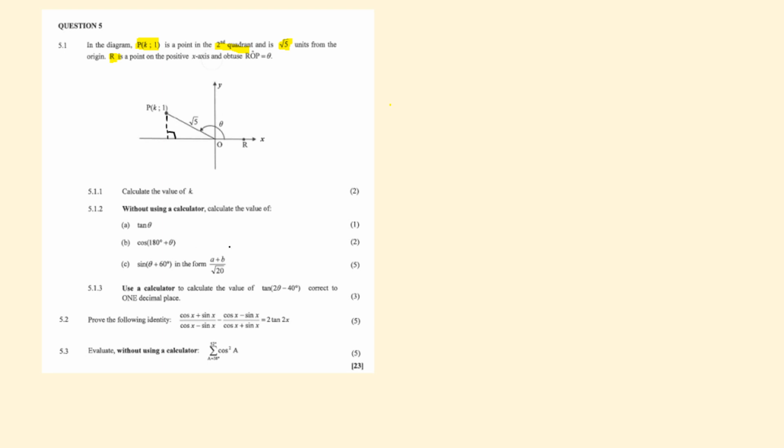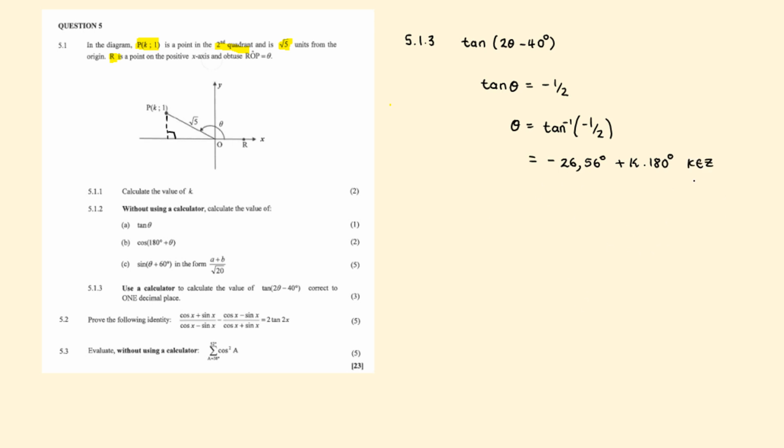Question 5.1.3 asks us to calculate the value of tan of 2 theta minus 40 degrees. We've calculated above that tan theta is equal to negative 1/2. So theta will be equal to shift tan of negative 1/2. If you put that into your calculator, you'll get that theta is equal to minus 26.56 degrees. Then you can write plus k times 180 degrees, k an element of integers, just to make that solution complete. However, we're just going to concentrate on the angle that we found.